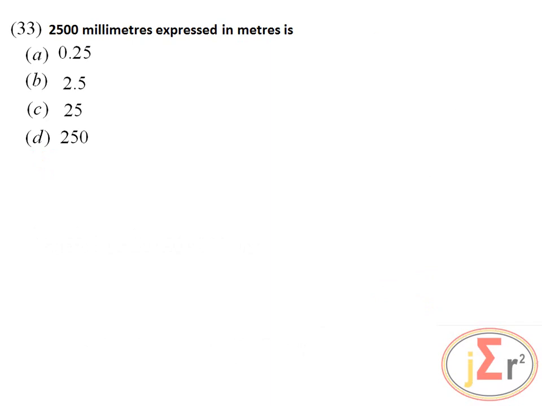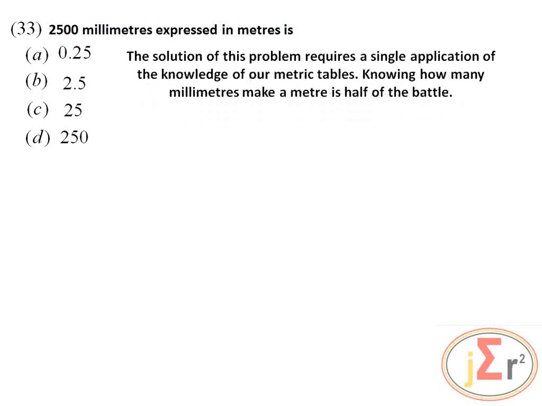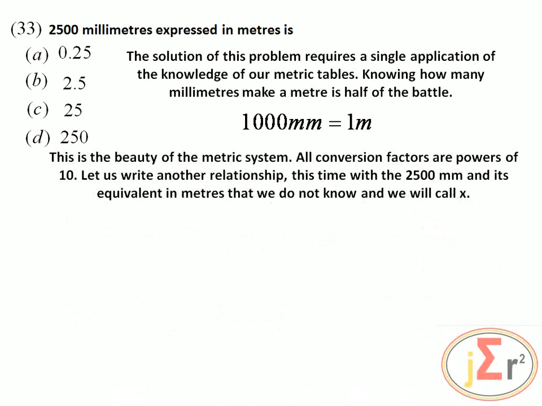2,500 millimeters are required to be expressed in meters. Let us take a look at that. The solution of this problem requires a single application of the knowledge of our metric tables. Knowing how many millimeters make a meter is half of the battle. 1000 millimeters will give us 1 meter.